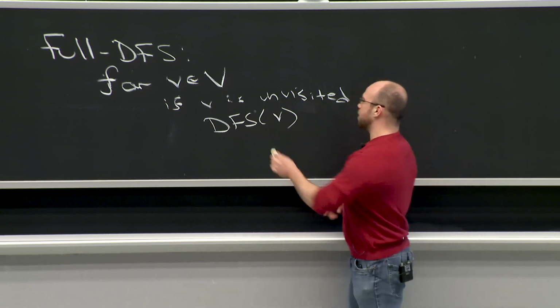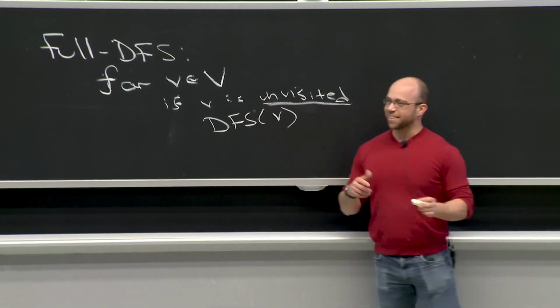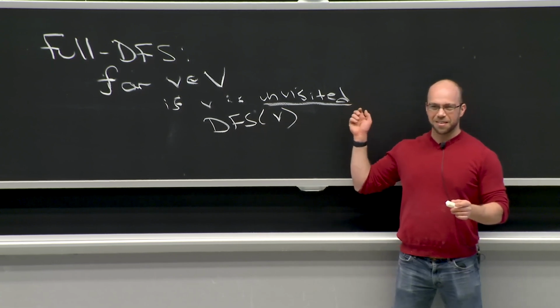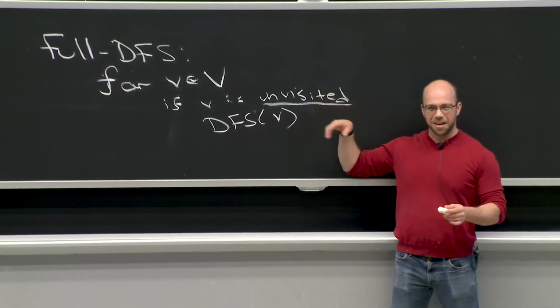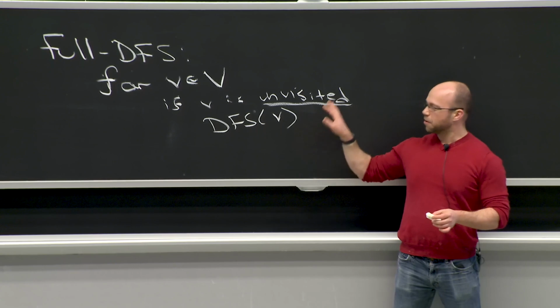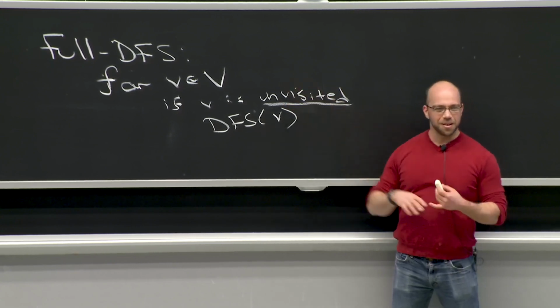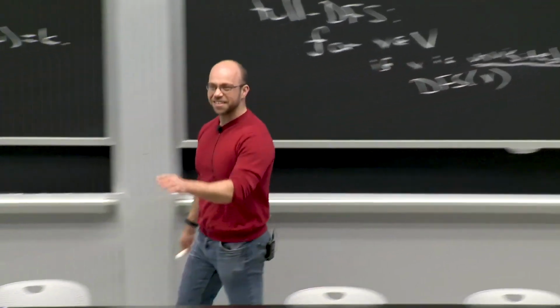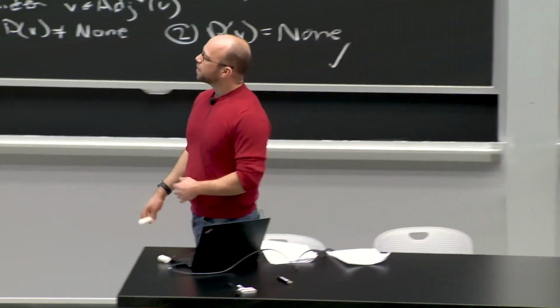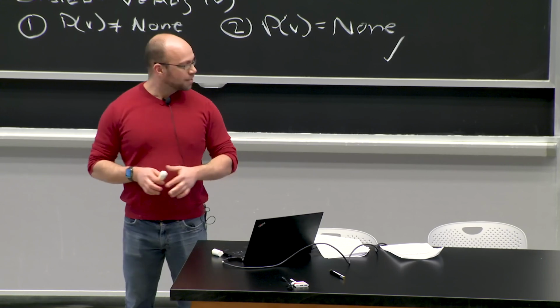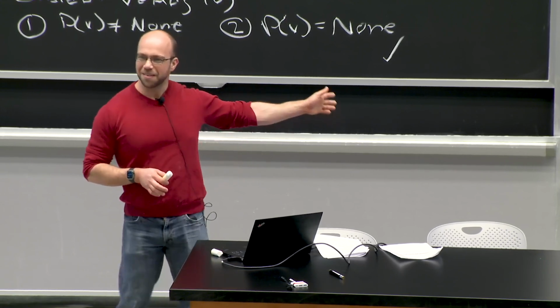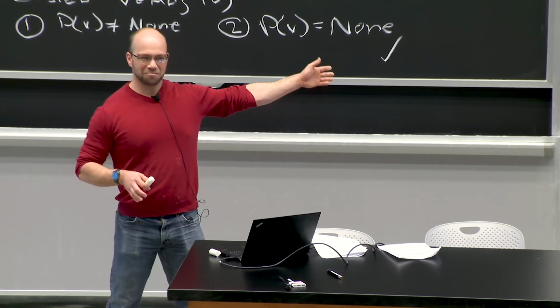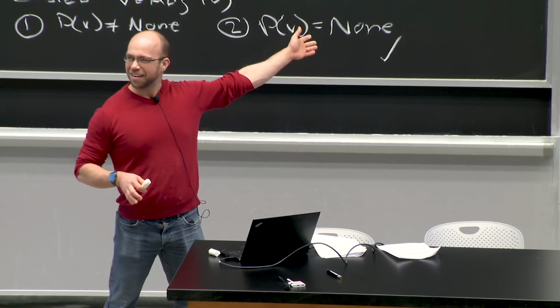Be a little bit careful because, of course, we don't want checking something to be visited to take a bunch of time and make my algorithm slower than it needs to be. But of course, we have a set data structure that we know can do that in order one time, at least in expectation. Okay, so this is the full DFS algorithm. It's really simple. It's DFS because I call DFS on every vertex, and it's full because I looped over all the vertices.